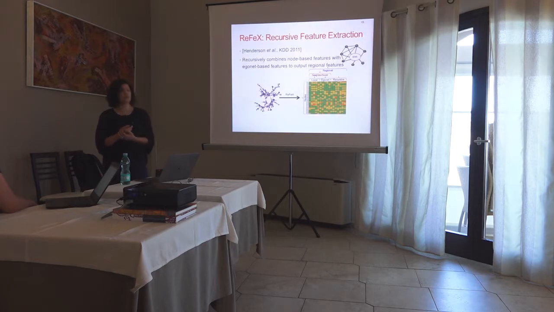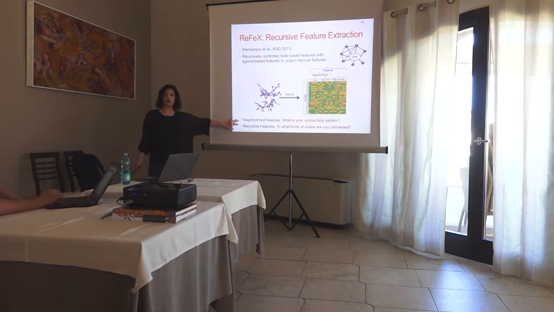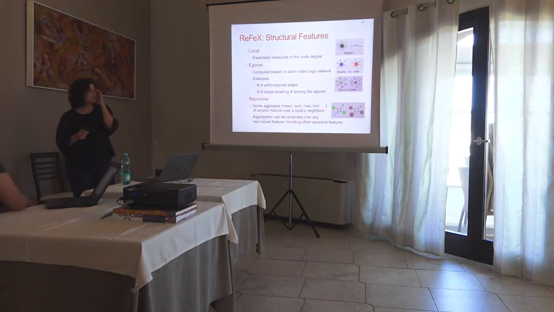So what's in this recursive feature extraction? We're going to start at nodes and we're going to recursively build features just based on degree and edge weights, and we can also include edge types and other kinds of information that you might have on nodes and edges, and we're going to build up these features where we're going to try to capture your regional information. And in particular, we're going to go back to the first two questions we asked, which is, what is your connectivity pattern and to what type of people are you connected? So I'll break them down into local, ego-net, and recursive features.